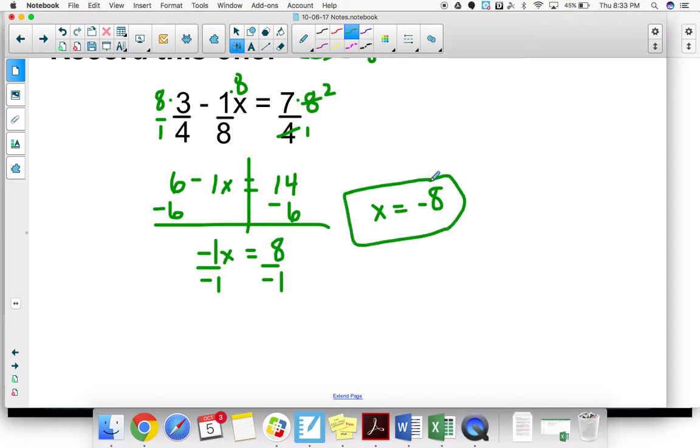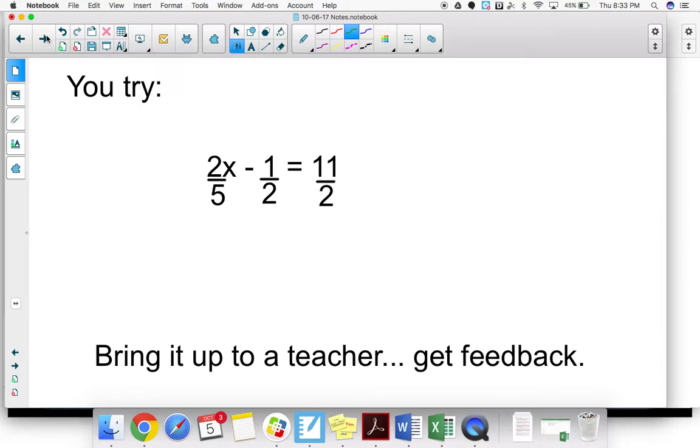All right, at this point, if you have a question, certainly ask it. I'm going to ask when you get done with this question that you bring your notes up as well as this problem, and we'll give you some feedback or some help if you need it. And then you can continue on with the rest of your expectations for the day.